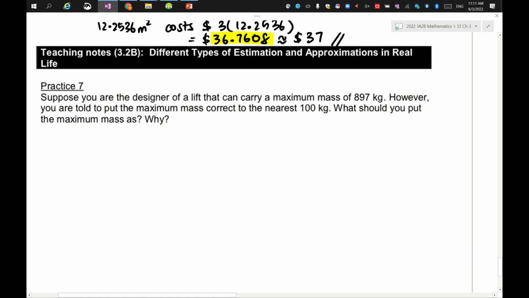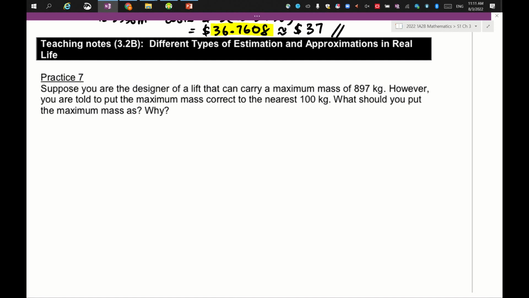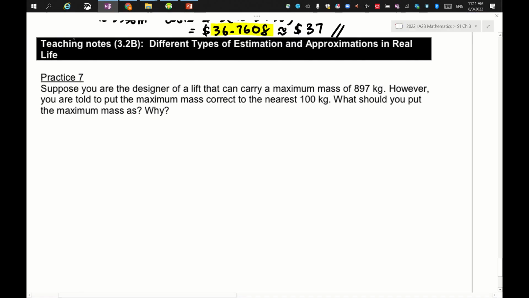Okay, next one. Suppose you're the designer of a lift that can carry a maximum mass of 897. However, you are told to put a maximum mass correct to the nearest 100 kg. What will you choose to put as the maximum mass and why? Okay, so you were given time to think. Now, what did you all choose? 800? Okay, one suggestion, Wayne says he will put 800.